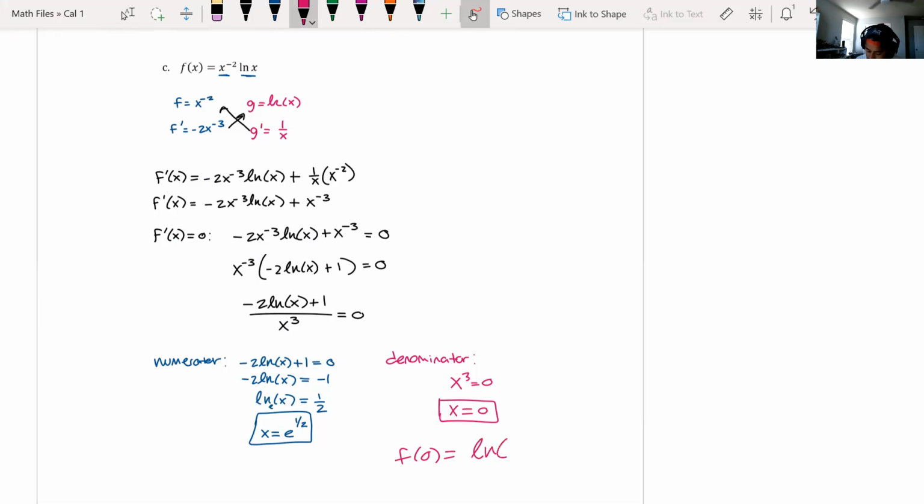And I'll even rewrite it as this. Natural log of 0 over 0 squared. What is the natural log of 0? It's undefined. And the other thing that offsets this is, can you have a 0 in the denominator? No. So this becomes undefined, which means that x equals 0 is not a critical number. So our only critical number here is e to the 1/2.